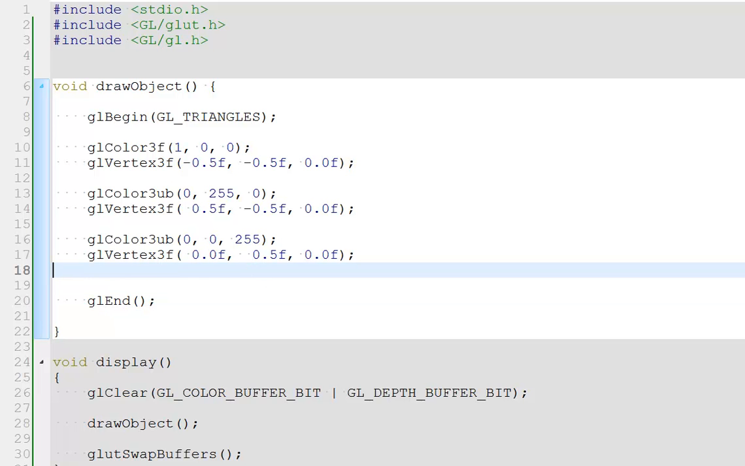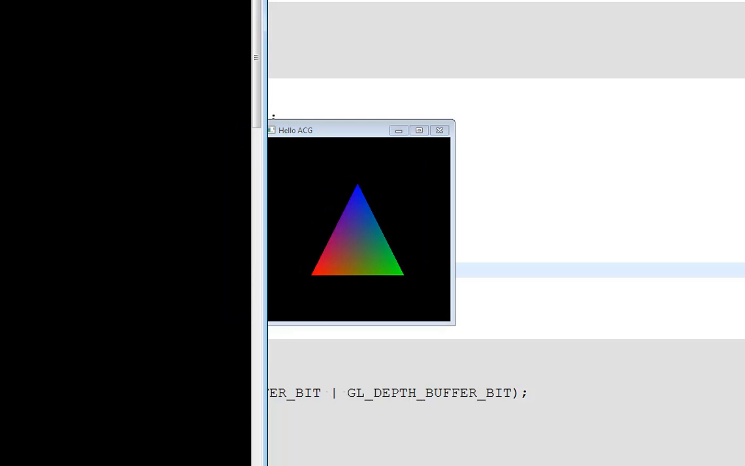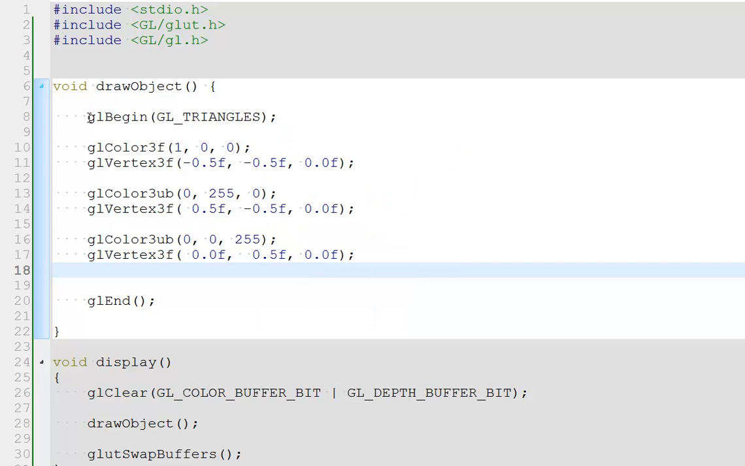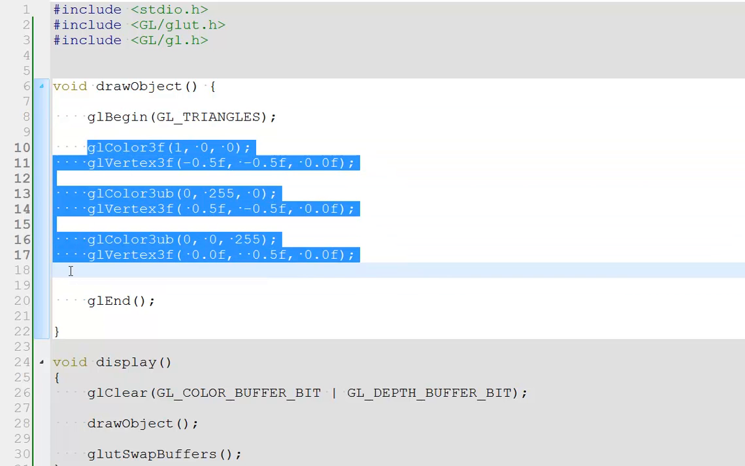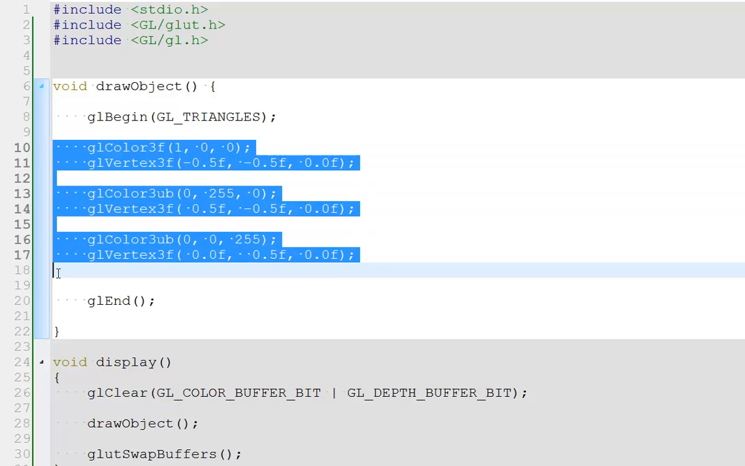So we have code which can draw a triangle in multiple shades by setting a different color for each vertex. Now I'm going to illustrate how GL triangles takes every 3 vertexes to make a triangle, and how you can use that with multiple triangles.